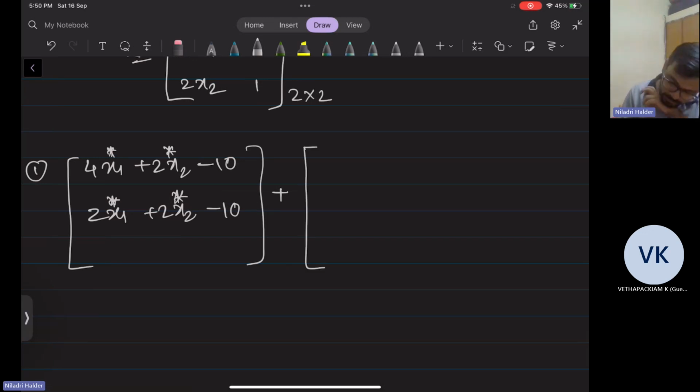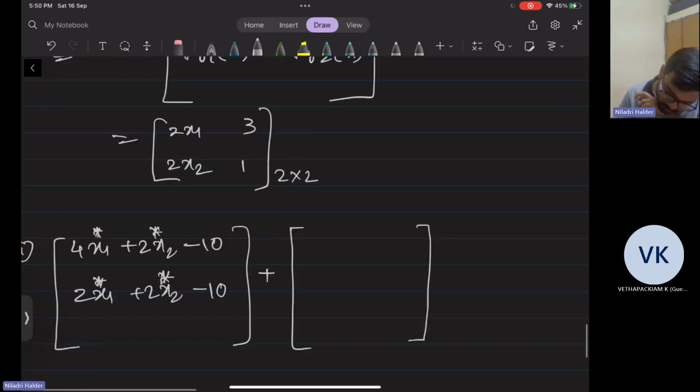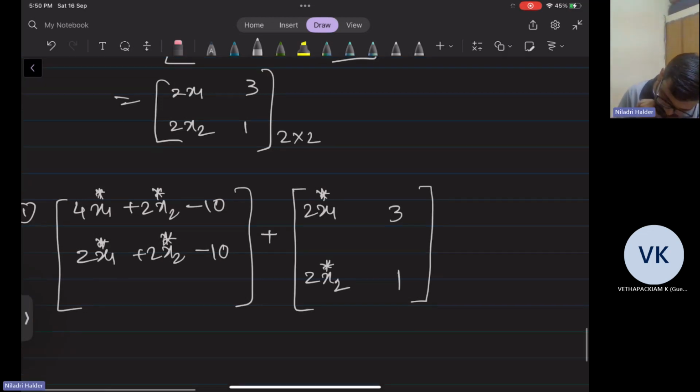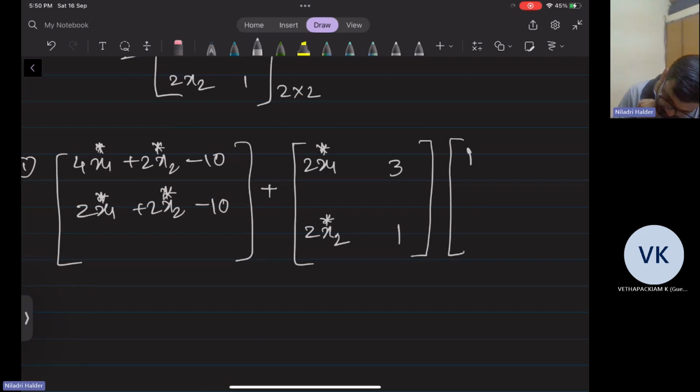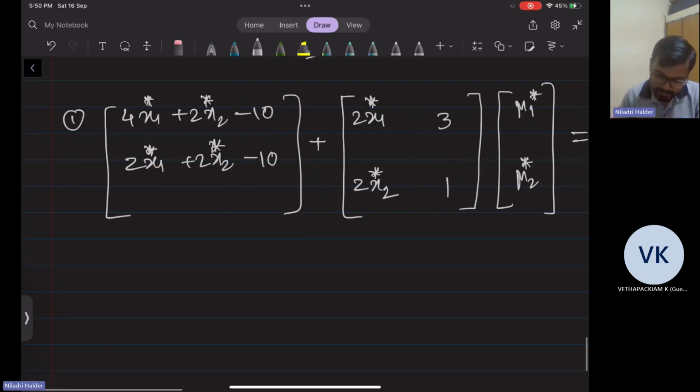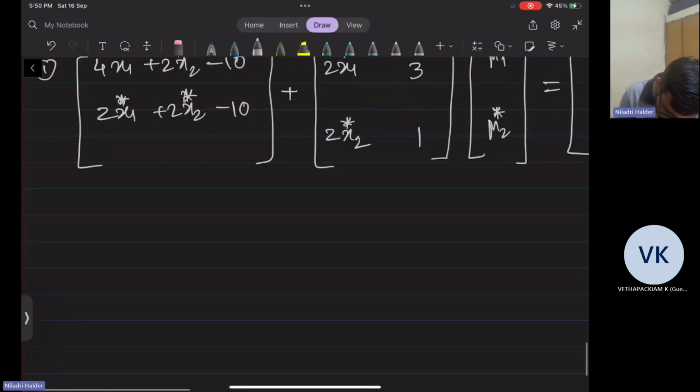Here there is no h, only g. So Jg is a 2 cross 2 matrix: 2x1, 3, 2x2, 1, all are stars. Then here mu1 star, mu2 star is equal to 0. 0 means 0 vector, it's a two-dimensional vector. That means 0 and 0. So this is the first condition, which gives us two equations.